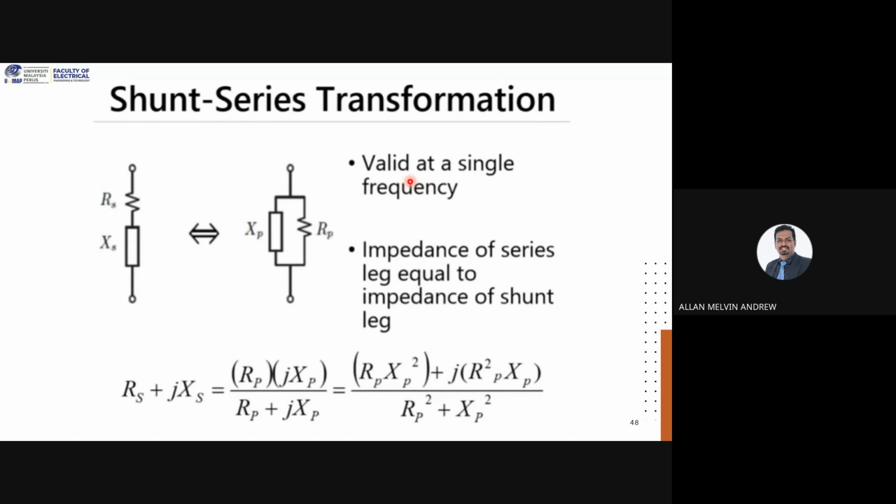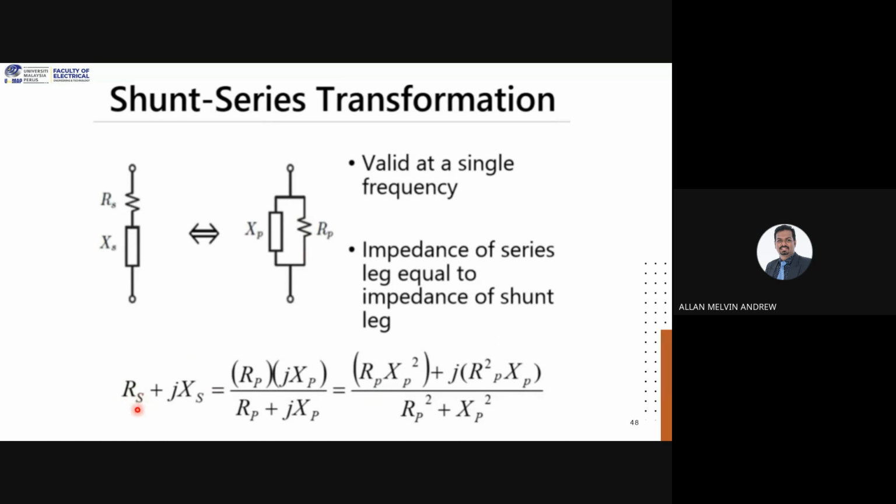Okay, so this is valid at a single frequency. Let's say you just want to transmit from one frequency to the same frequency at the receiving end. Then we can use this kind of simpler series. So the impedance of the series leg equals the impedance of the shunt leg. Okay, so we can see here, this is some of the calculation.